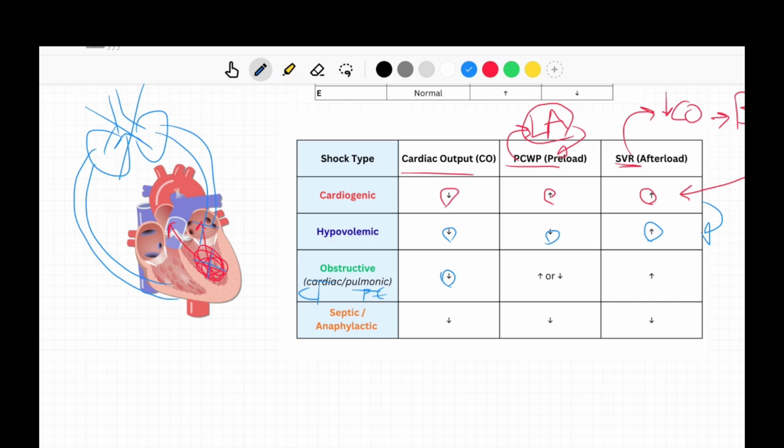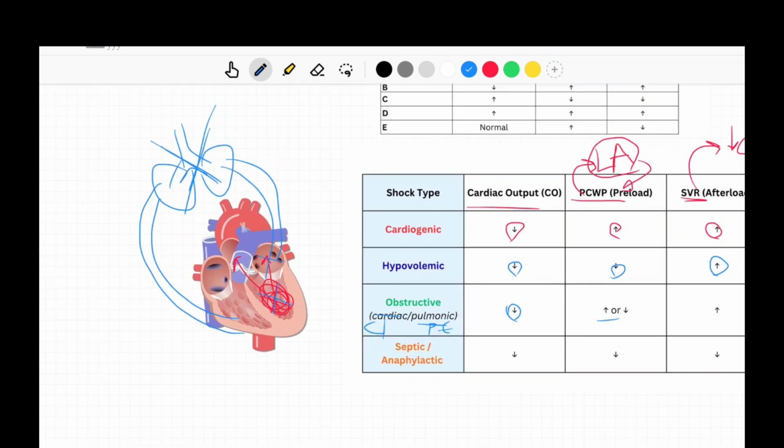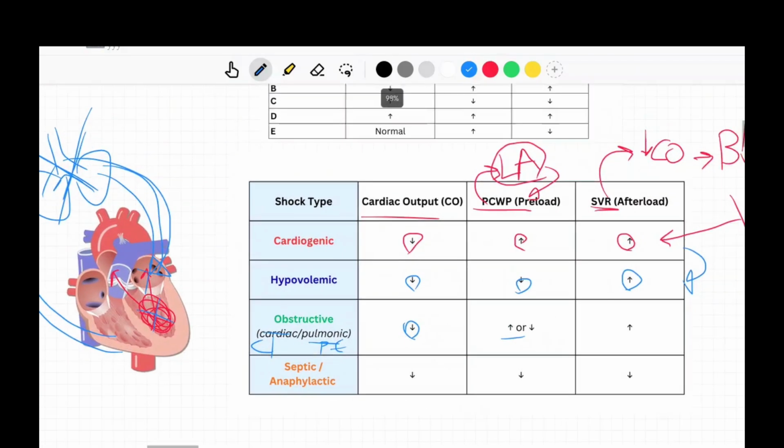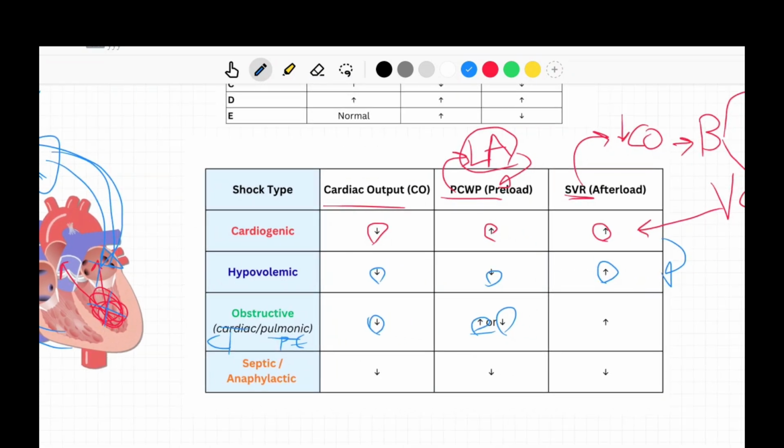But the real difference comes in PCWP, because for example in cardiac tamponade we have fluid around the heart, and this fluid pushes on the muscles of the heart and pushes in the chambers of the heart. So in this case we have increased pressure in all of our heart chambers. So increased pressure in the left atrium will lead to an increase in PCWP, as we see here. But in pulmonary cases, like in pulmonary embolism or tension pneumothorax, we cannot send enough blood to the left atrium. So we have decreased volume in the left atrium, so we will have a decrease in PCWP. So it can be increased or decreased, okay. And we also have an increase in systemic vascular resistance by the same mechanism as in cardiogenic and hypovolemic shock.